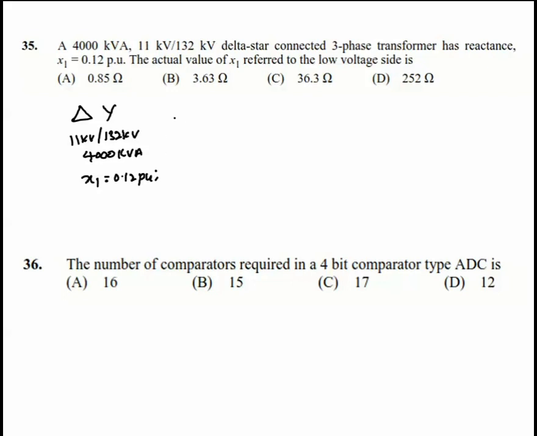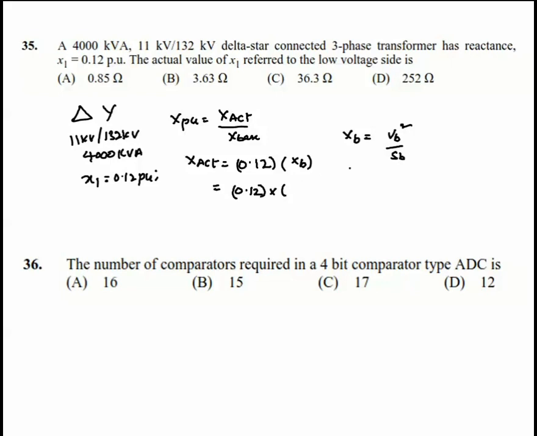Okay, so how can you find the value of x1? So x1 is nothing but the x actual value. x per unit is equal to x actual value divided by x base value. So x actual is equal to x per unit, that is 0.12, into x base value. So what is x base value? x base is nothing but V base square divided by S base, so that is 0.12 into V base square.